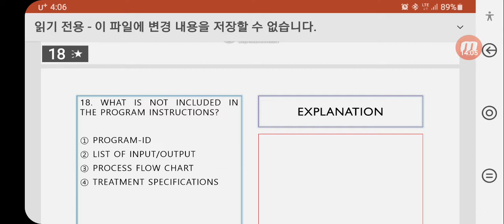Which of the following examples is not included in program instructions? Example 1, program ID. Example 2, list of input output. Example 3, process flow chart. Example 4, treatment specifications. Answer is process flow chart is not included in the program instructions.